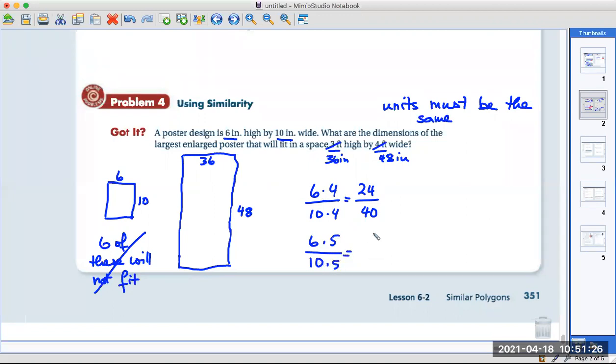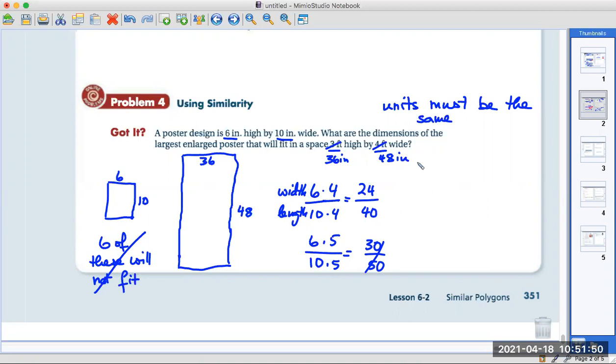then I would have 6 times 5 is 30. That would fit this way. 10 times 5 is 50. That would be too big because we only have 48. Remember, this is your width, and this is the length. It's too long. So this is the minimum.